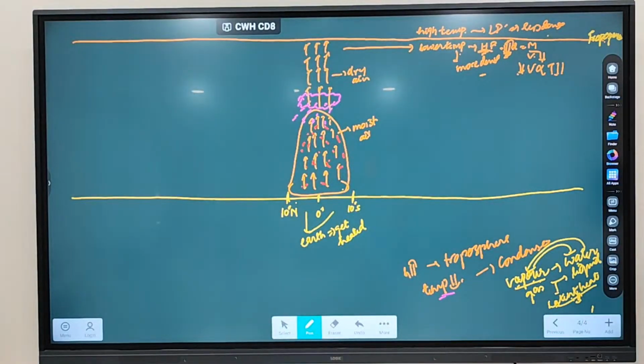In which region? It will not rise up in the case of stratosphere. It will not go in the stratosphere. Fine? Any doubt regarding this particular thing?